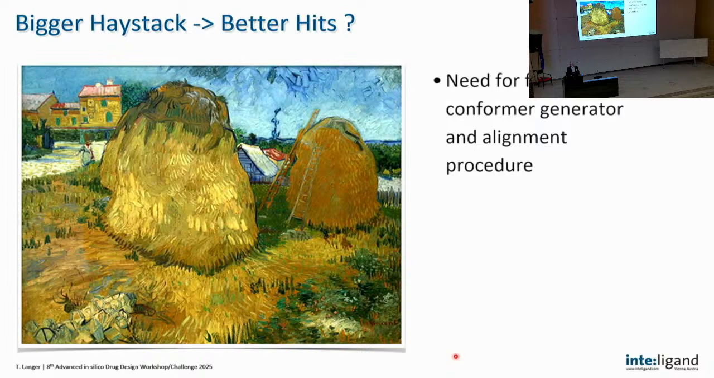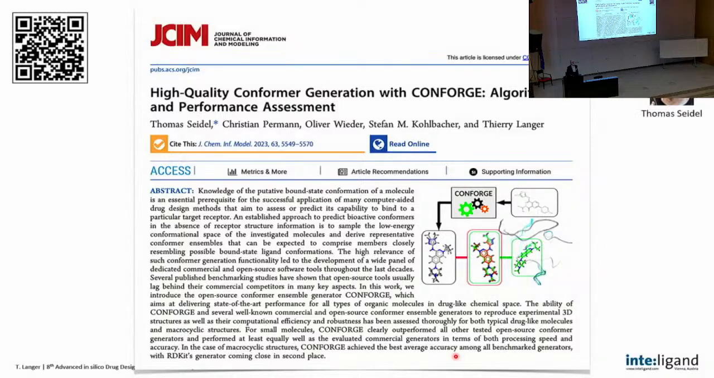But still, we need to have a good, faster conformer generator and alignment procedure. And we worked on that, and I'm very proud of this work. Thomas Seidel was spearheading it, and it's published a year ago. This is our new conformer generator at the moment. It's, I would say, the best one that is out there for high throughput conformer generation. It's called ConForge. It's completely open source also.